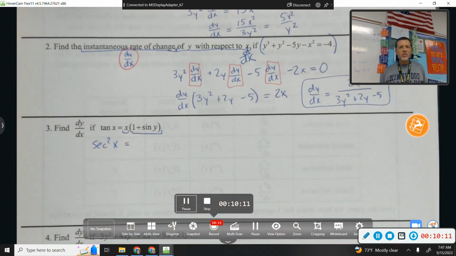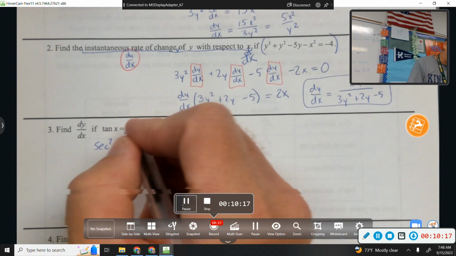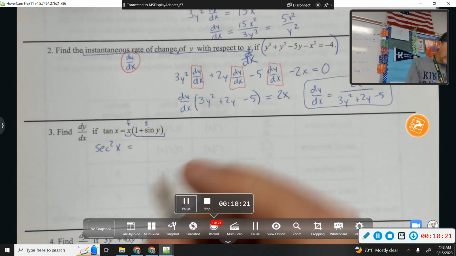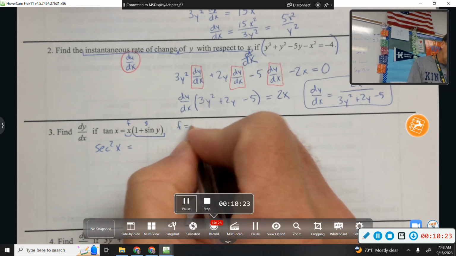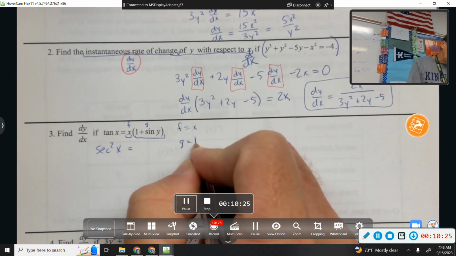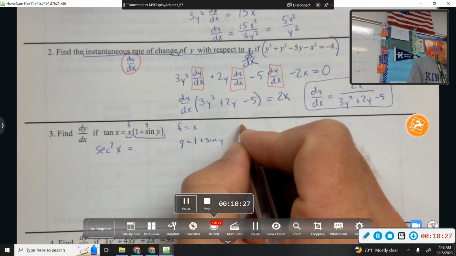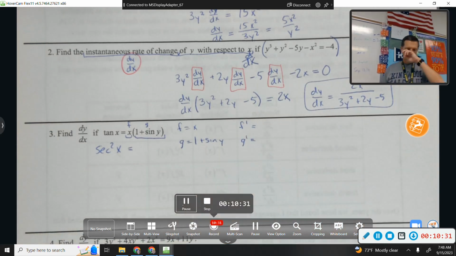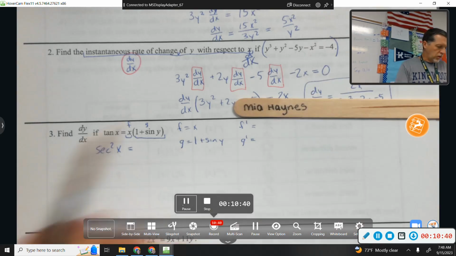On the other side we have to do the product rule. I'm going to try to do it. Do you want me to do it in place, or do I need to write it out? I'm going to write it out because this is new stuff today. So f is equal to x, g is equal to 1 plus sine of y. Usually I don't write it out, but if it's a little bit tricky, I'm doing something new, maybe it's worth it to slow things down a little bit.